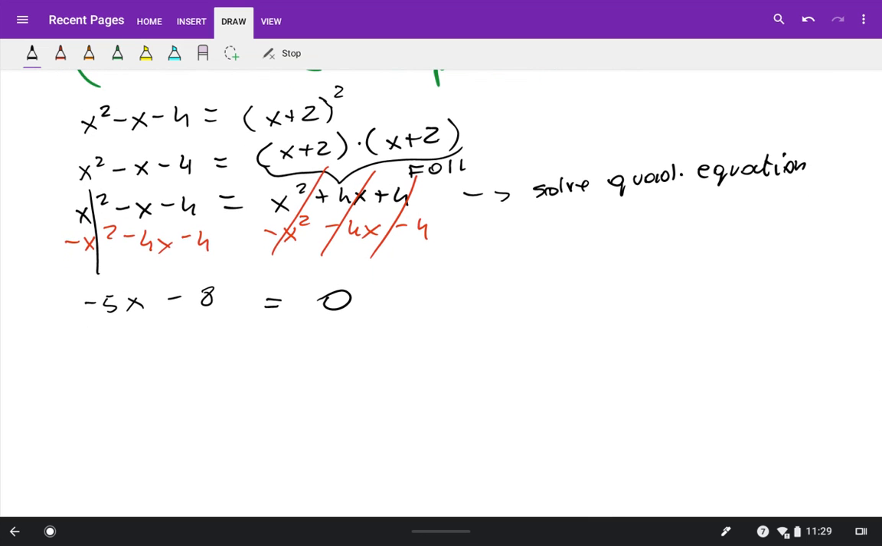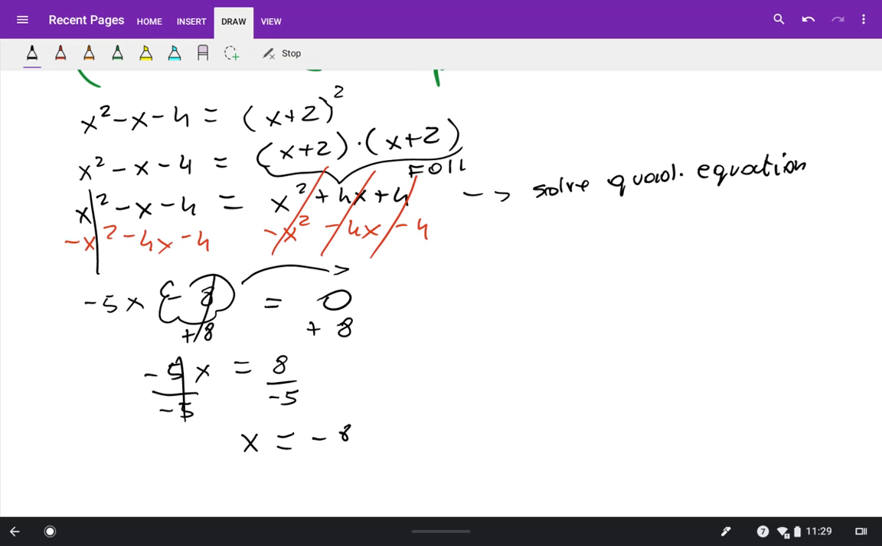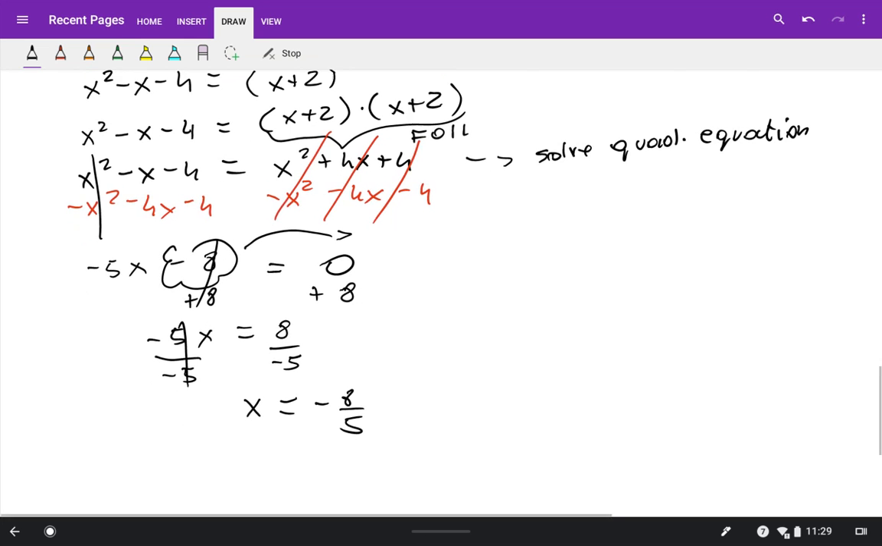And this is nice because this is just linear equation. So solve for x. We have to move negative 8 to the right side. So let's add 8 to both sides. And we have negative 5x equal 8. Divide each side by negative 5. And we end up with x equal negative 8 over 5. Okay. So this is our solution.